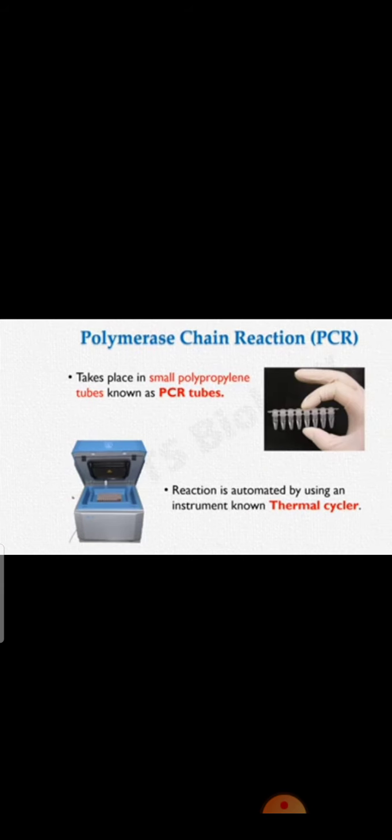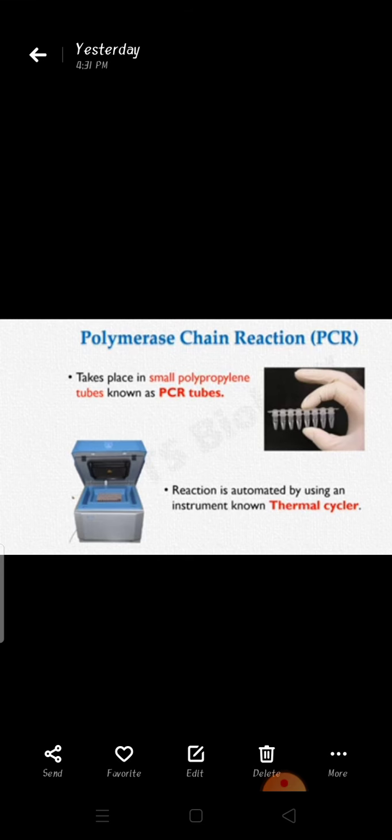The reaction takes place in small polypropylene tubes known as PCR tubes. The reaction is automated by using an instrument known as a thermal cycler. PCR is carried out in single tubes kept in the thermal cycler, which is programmable to alternate heating and cooling. The reagents are the DNA to be amplified, and two types of oligonucleotides, primers, and deoxyribonucleotides.